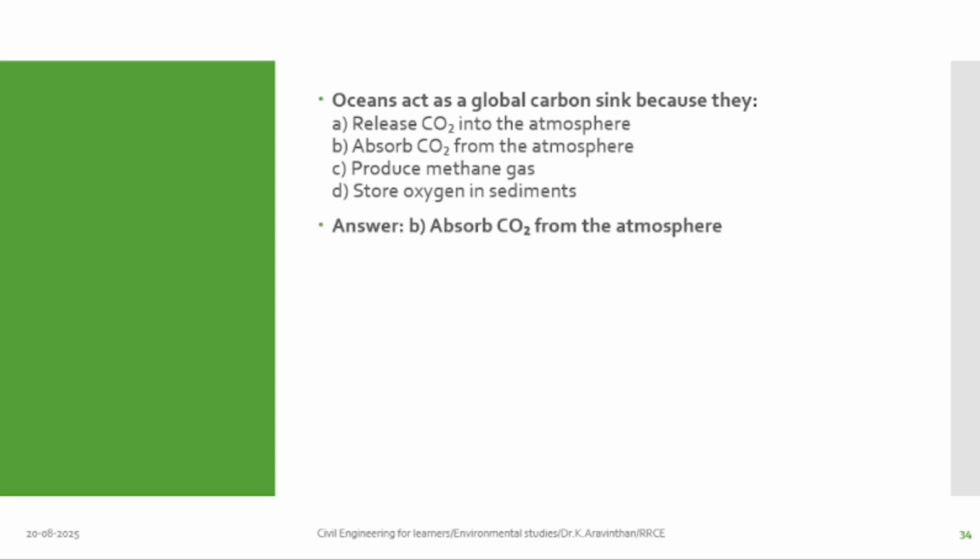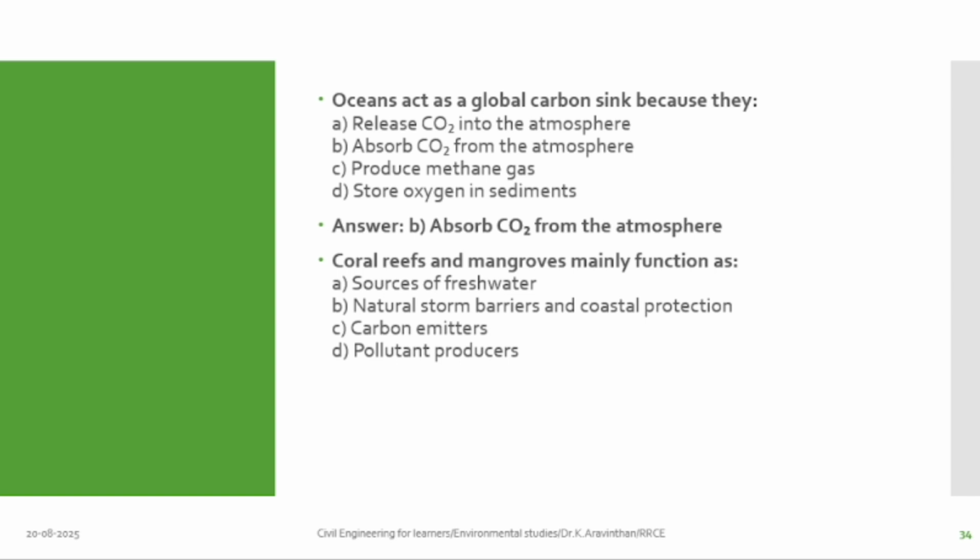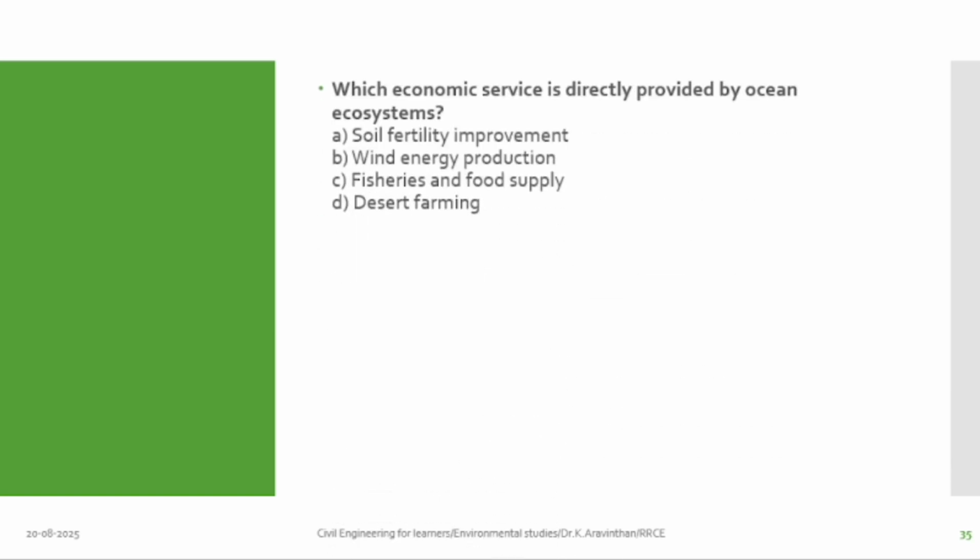This is what I told you from a research article. They absorb carbon dioxide and then they produce oxygen. Next thing, coral reefs and mangroves mainly function as, mangroves are trees nearby the sea. What do they do? Coral reefs, natural storm barrier and coastal protection. Whatever resources are in the coastal areas will not go deep into the sea. It will store. Yes. Next thing, which economic service is directly provided by the ocean ecosystem? Yes. Fisheries and food supply.